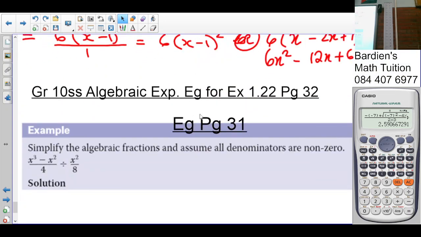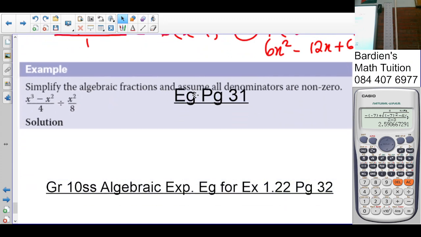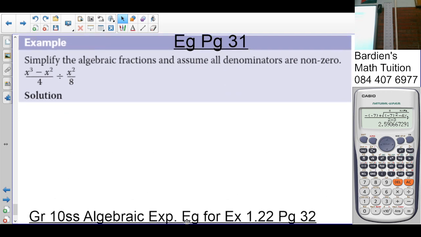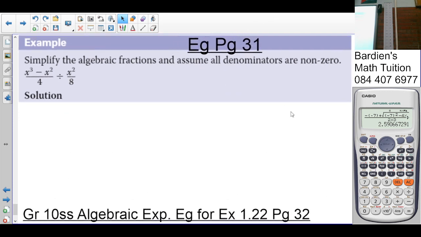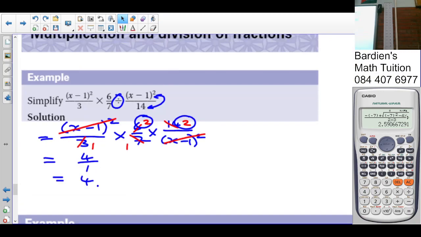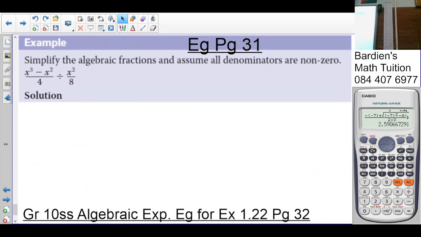Now we're on example 3, on page 31. Simplify the algebraic fractions and assume all denominators are non-zero. So why didn't they tell us that in the first one? They tell us in the first sum as well. No, they should have. Okay. So what do I do first?